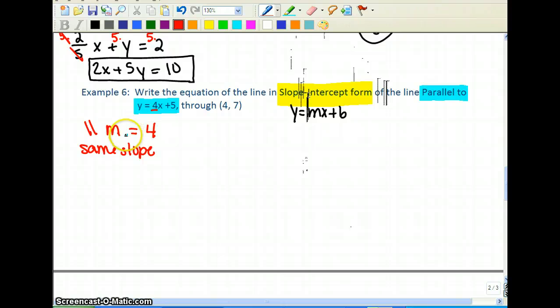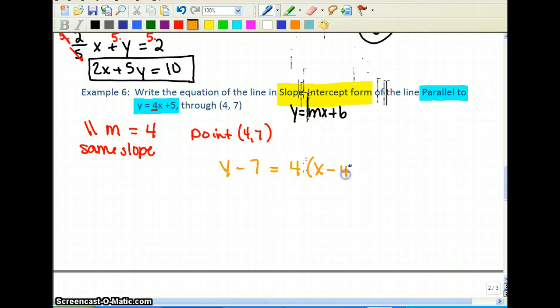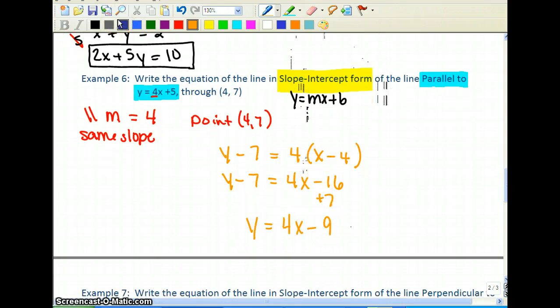Okay, they gave me slope and they gave me a point. So what form should we put it in first? Point slope form. So y minus 7 equals 4 times x minus 4. What form do they want it in? Slope-intercept form. So you want the y by itself. Distribute. Move this. So if we add 7, we get y equals 4x minus 9, the slope-intercept form of the line.